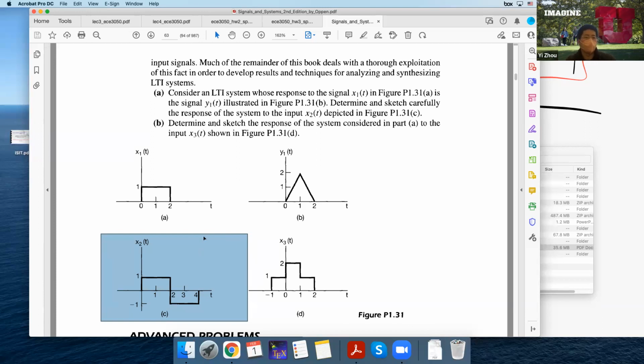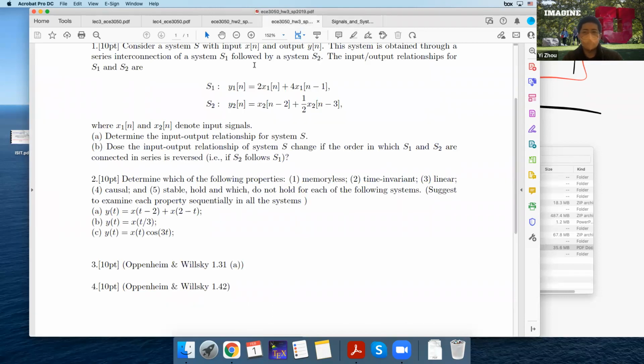Because x2 looks very special. You basically copy x1, move it to the right and flip it, and you get x2. So think about how to formalize this idea in a mathematical way, and by leveraging the LTI property, you can get the corresponding output. Okay. So that's the third one.